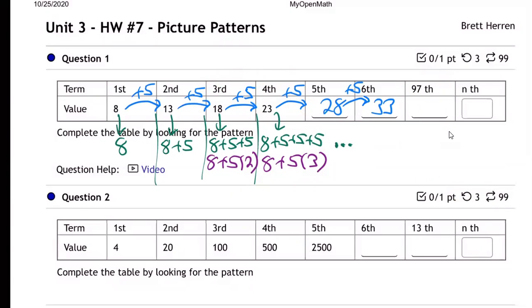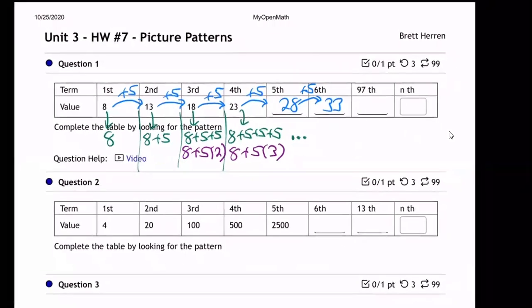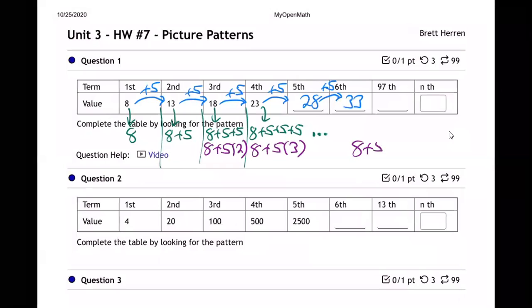So I'm going to write that. So this has got to be 8. Let me create a little room here. This has got to be 8 plus 5 times 96. It's 1 lower, 1 lower. See that relationship? The number multiplied after the 5 is always 1 lower. So then just use your calculator. 8 plus 5 times 96 is 488. So this term must be 488, the 97th term.